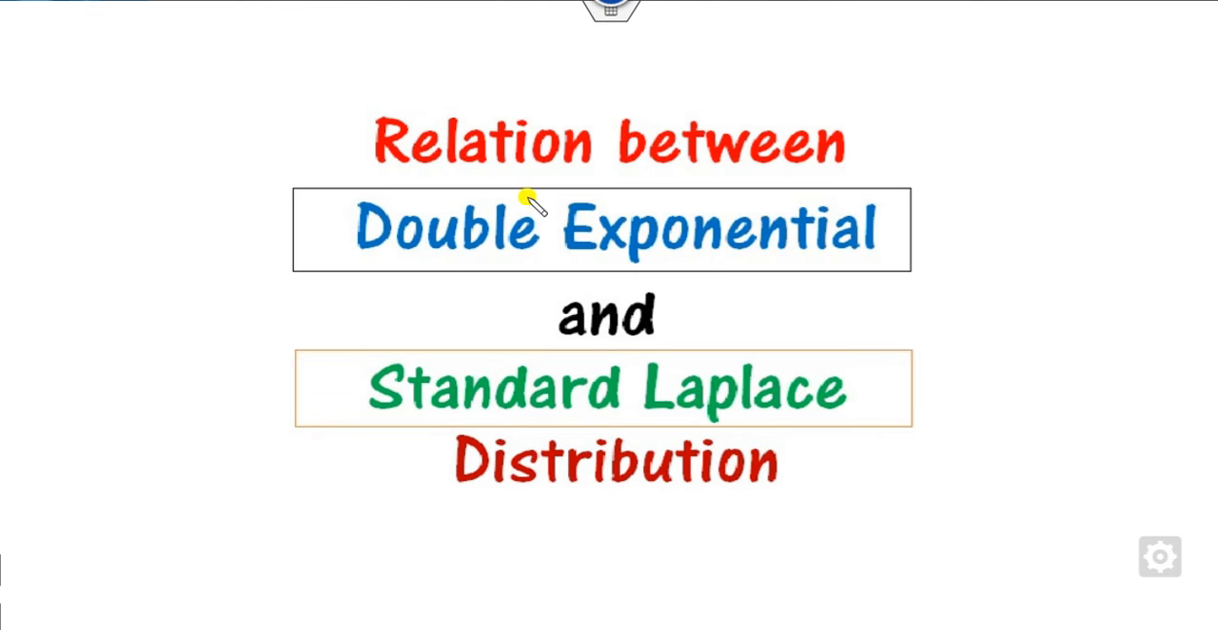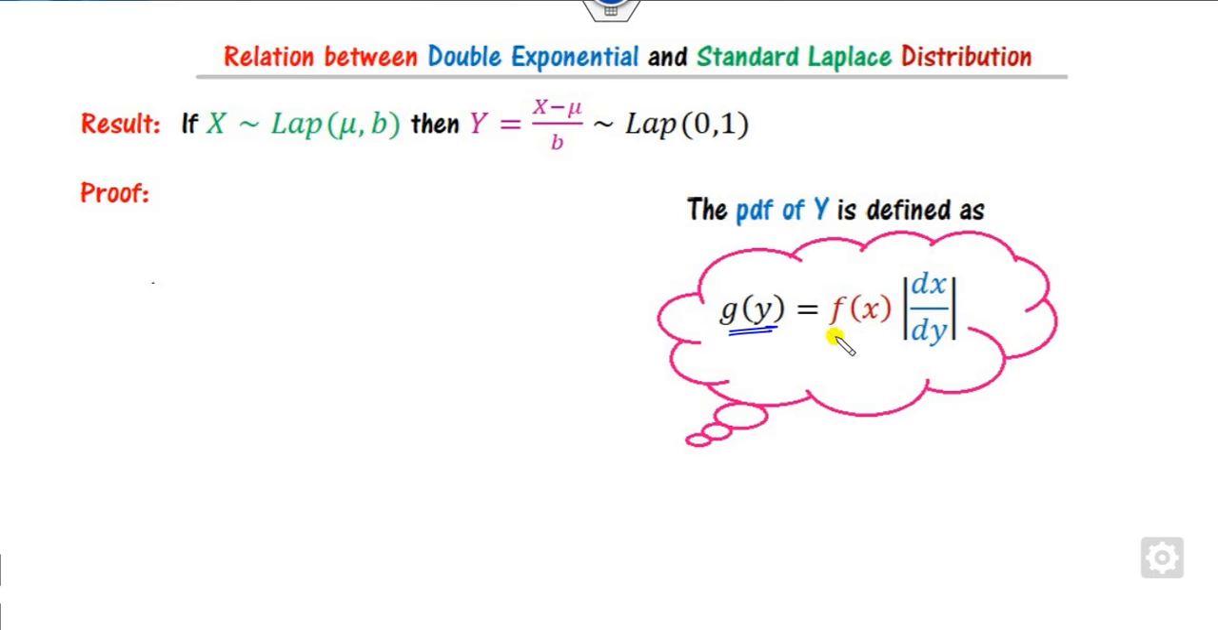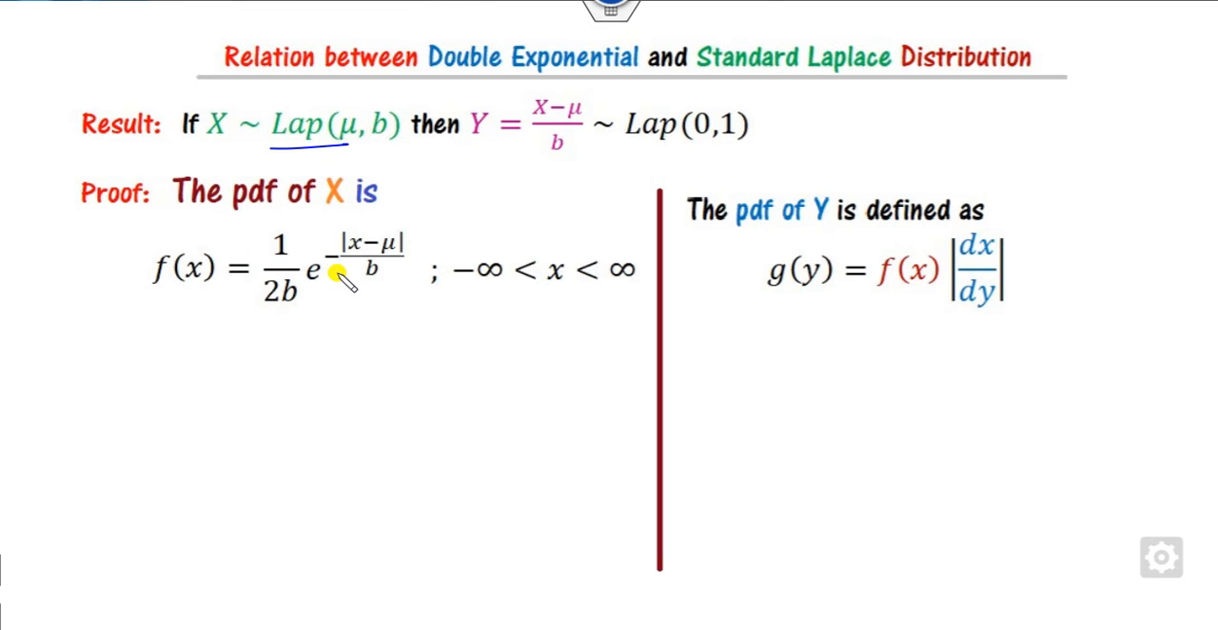Now what is the relation between the double and the standard distribution? These two types are there. If x follows the Laplace distribution, then y, that is x minus mu divided by b, follows the standard Laplace distribution. It is very simple to prove. Since your target is to find the PDF of y, we can use the PDF of x. So the PDF of x is given by here.